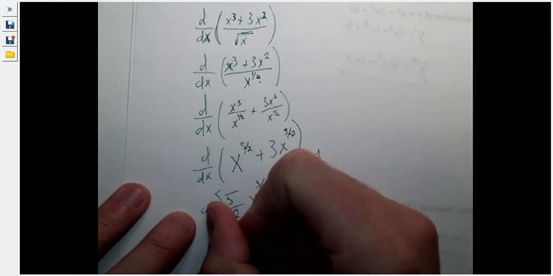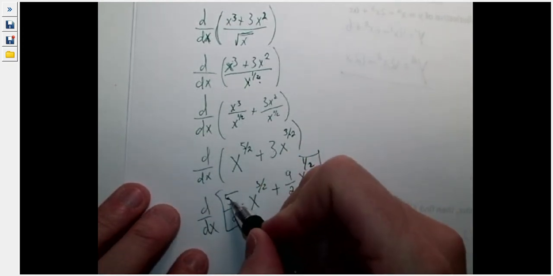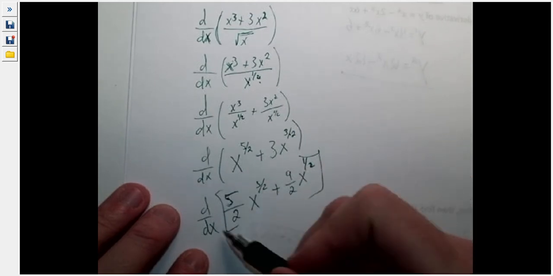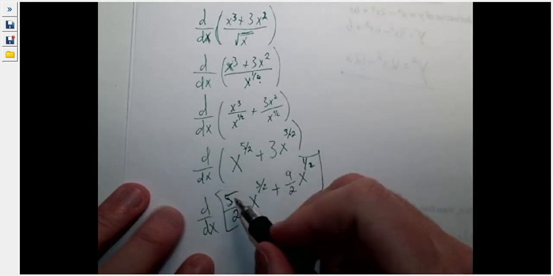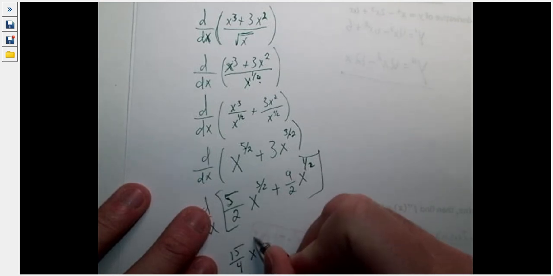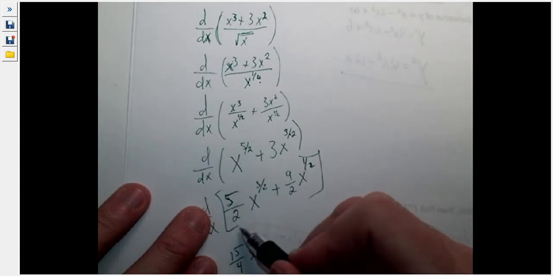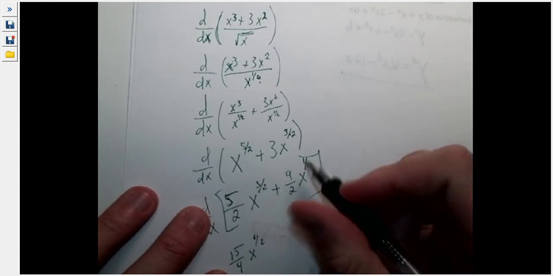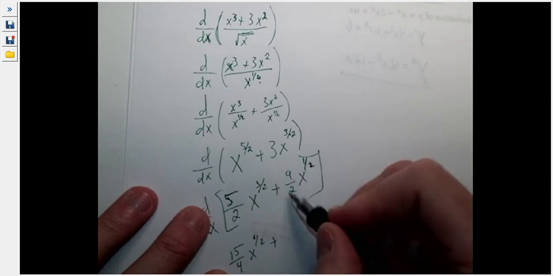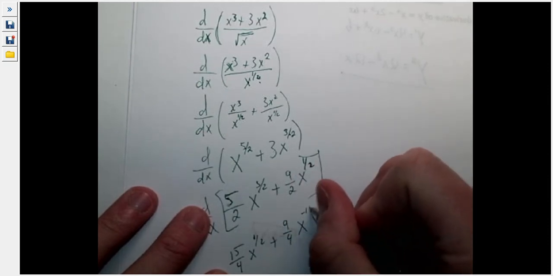Again, d over dx of this one. And again, I'm just doing simple power rule. So I move the 3/2 out front. So that's going to be 15 over 4 x to the 1/2. Because move that out front, 3/2 times 5/2 is 15 over 4. And then again, do the same thing here. Move the 1/2 out front. You get 9 over 4. Subtract 1, you get negative 1/2 power.